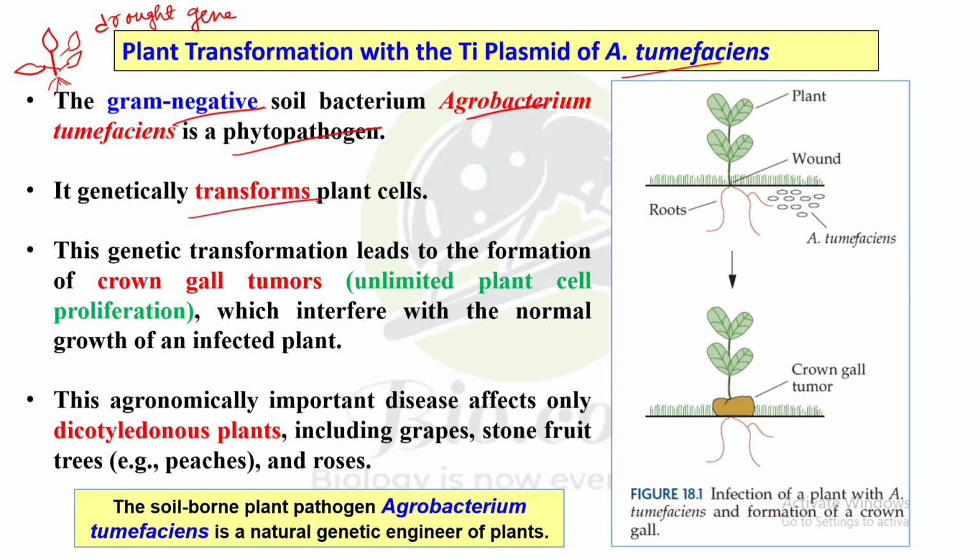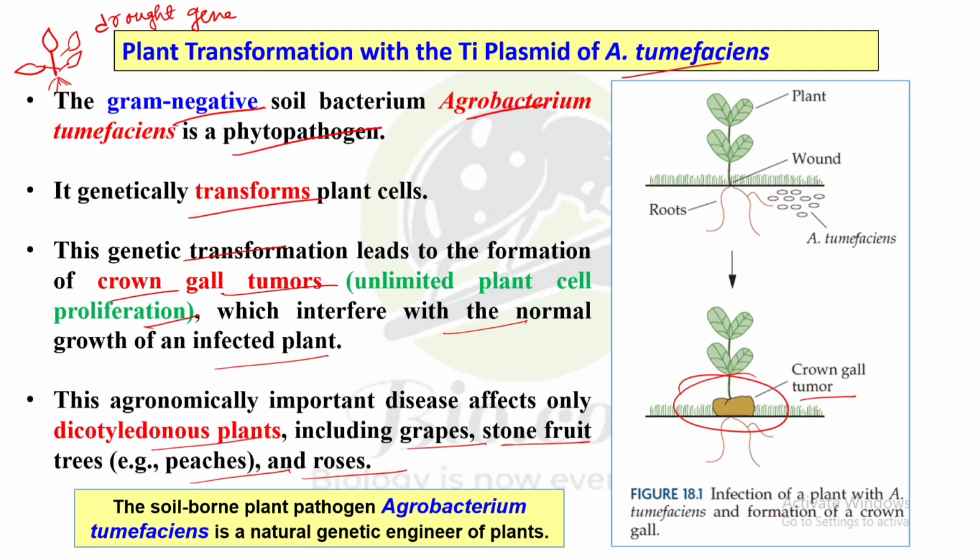So this is used to transform the plant cell, and this genetic transformation leads to the formation of crown gall tumors, which is known as the unlimited proliferation of cells. You can see here the crown gall tumor. This solid tumor can be observed, which is nothing but a crown gall tumor. This tumor shows unlimited cell proliferation, which interferes with the normal growth of an infected plant. This agronomically important disease affects only dicotyledonous plants, including grapes, stone fruit, trees, peaches and roses.